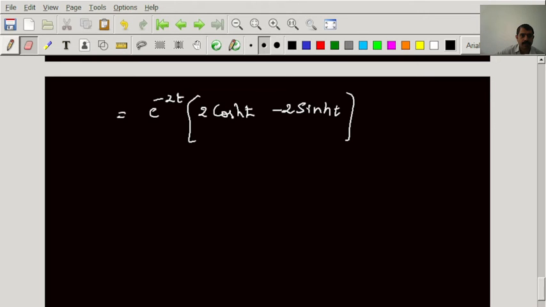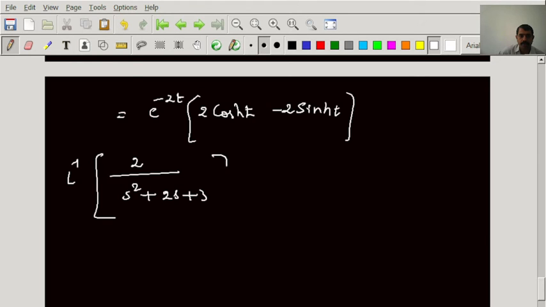In some problems, the denominator may be like 2 divided by s square plus 2s plus 3. Here we must write this by completing the square. So we can write this as 2 by (s plus 1) whole square. Here (s plus 1) whole square is nothing but s square plus 2s plus 1. The remaining plus 2 we must write separately.